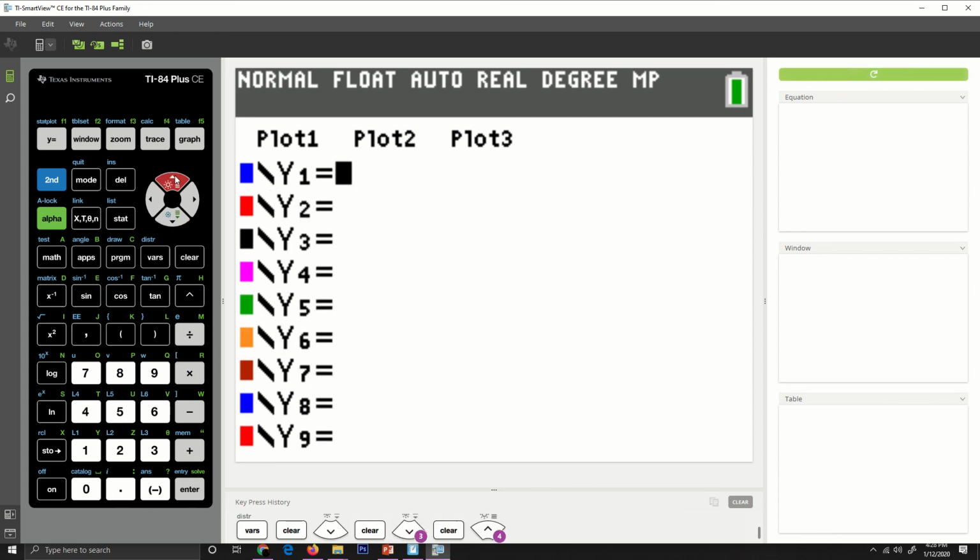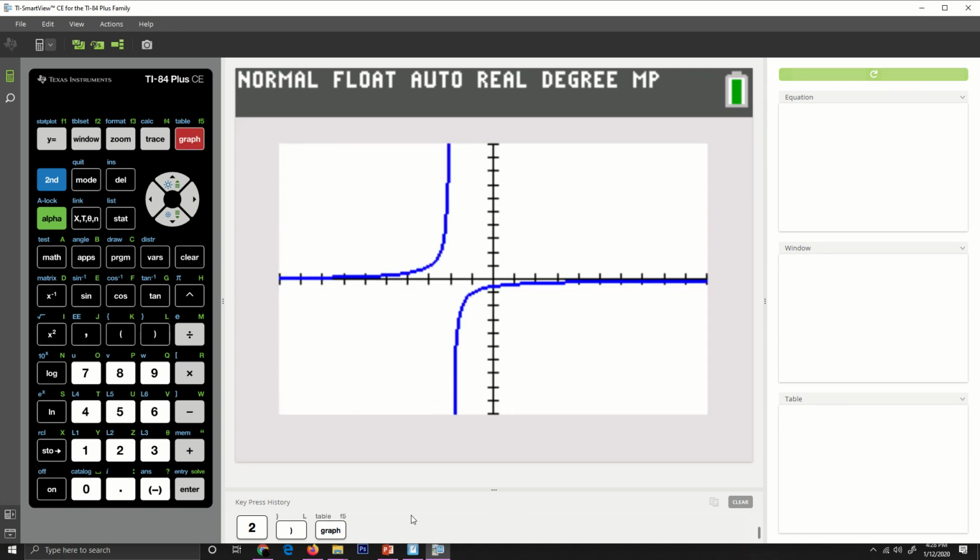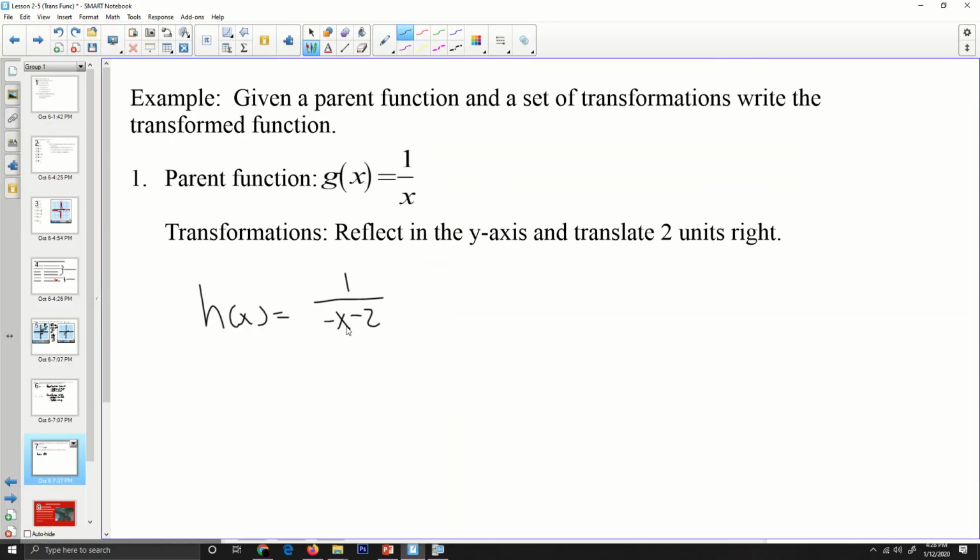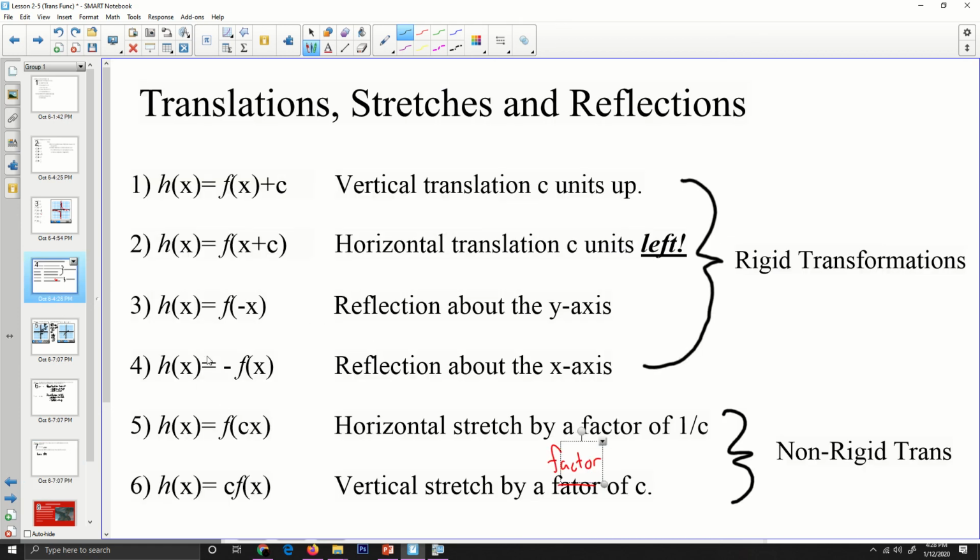But when I go to graph that thing, let's clear out all of this stuff here. Clear and go 1 divided by parenthesis -x -2, and I hit graph. This thing was actually a shift 2 units to the left. All right, but we said when you do minus, that means it's to the right. Well, we are combining some transformations here. We're actually combining this reflection and then this horizontal translation. And we're combining multiplication and addition.